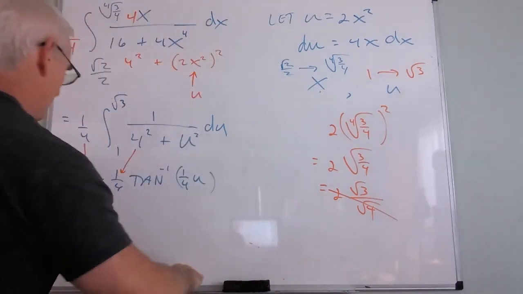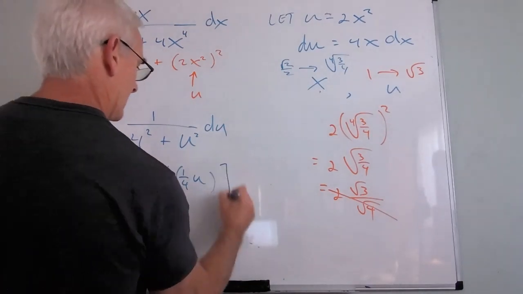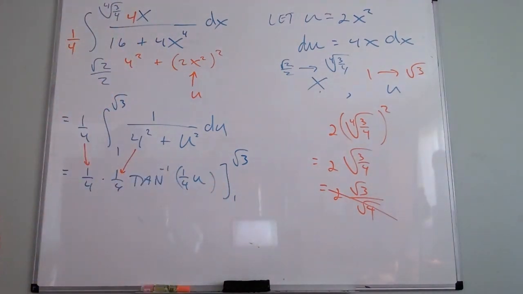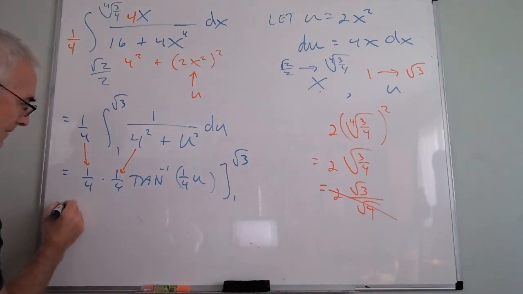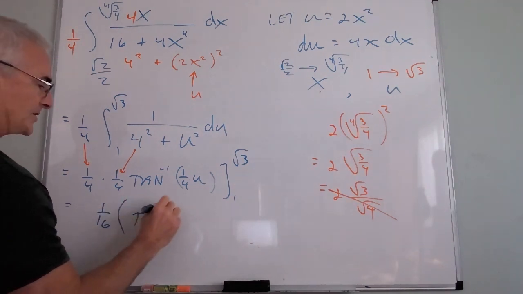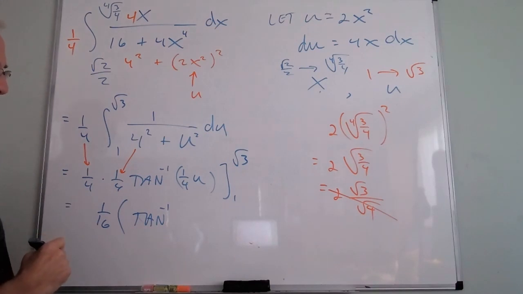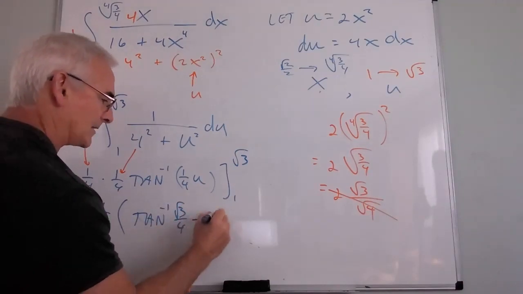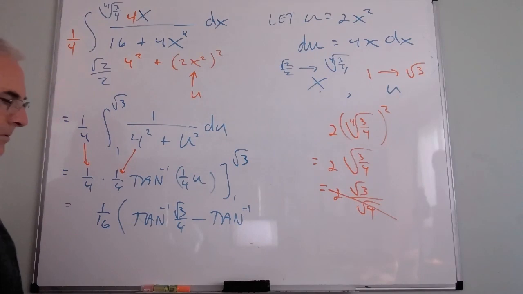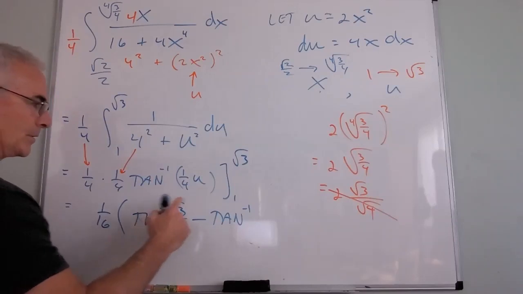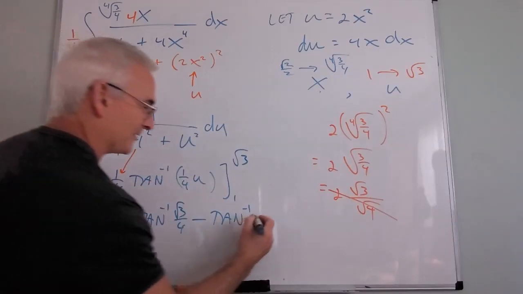And I'm doing this from 1 to √3. Okay, is √3 a good number? I don't know. Maybe, maybe not. So right now, what do I got? I've got 1/16. I'll write it like this. Inverse tan of what? √3 over 4, minus inverse tan of 1/4.